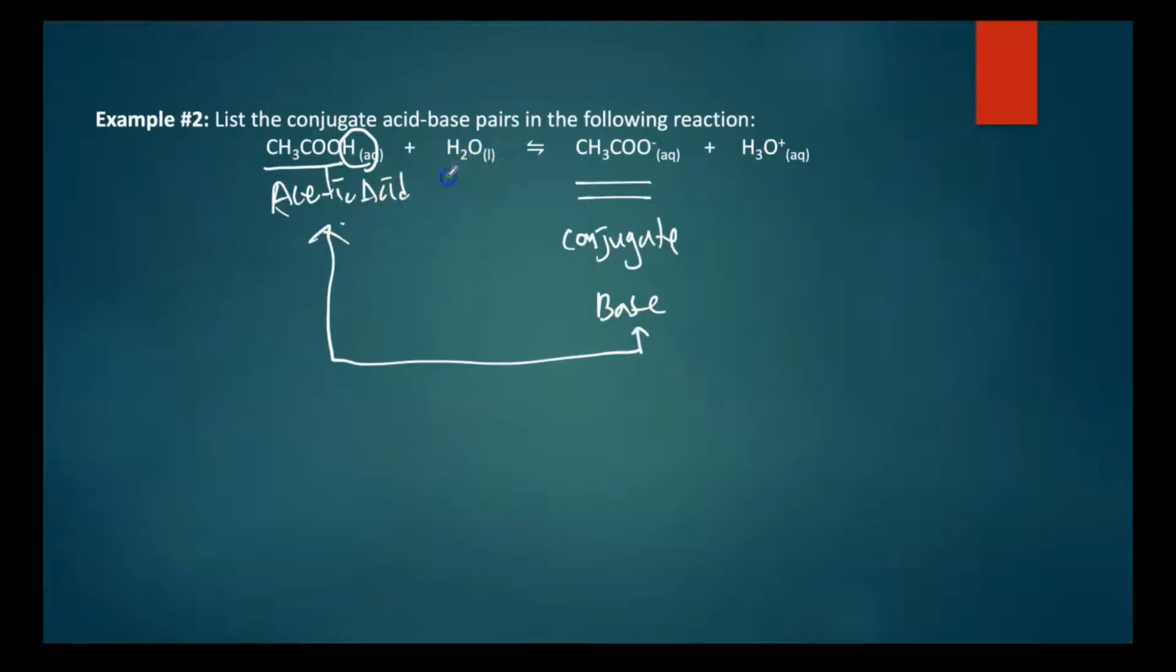Then, same thing, we have water, H2O, here, and the hydronium ion on the product side has one more proton than the H2O. So we can say this is the base and this is the conjugate acid.